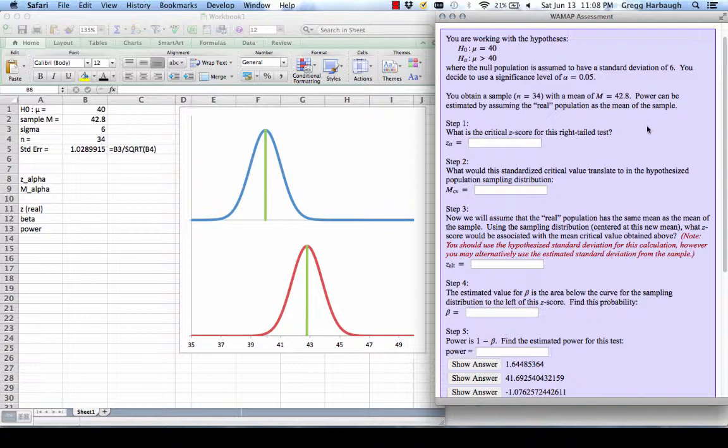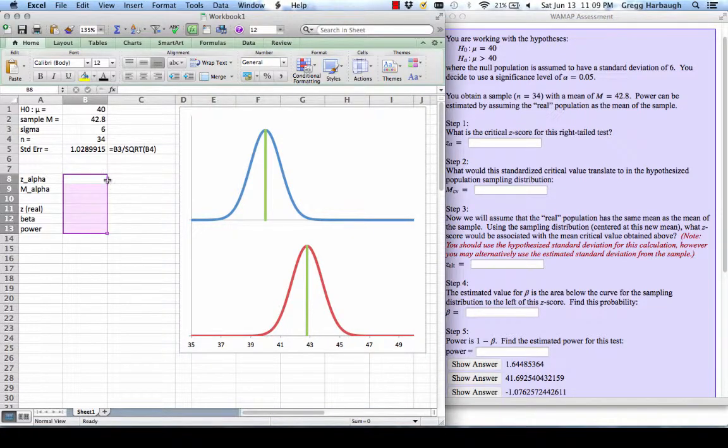We can estimate the power by assuming that the real population has a mean equal to that of the sample. In some ways, this actually makes sense because the sample mean is more concrete or authentic than is the null mean, which is sort of a number that was just created or pulled out of the air. So I have input here in Excel a number of the key values.